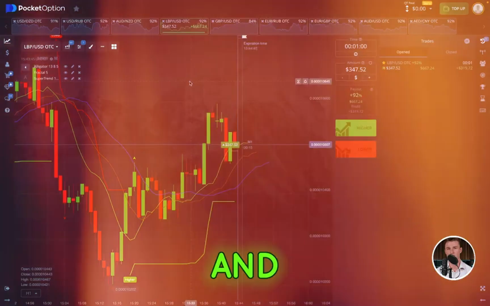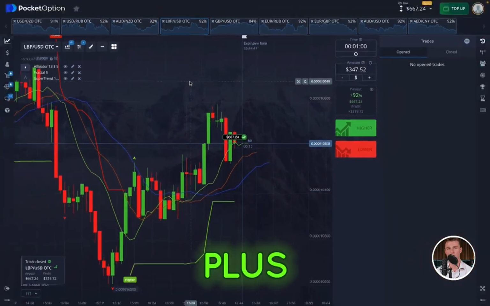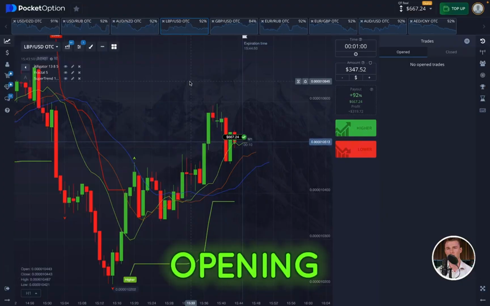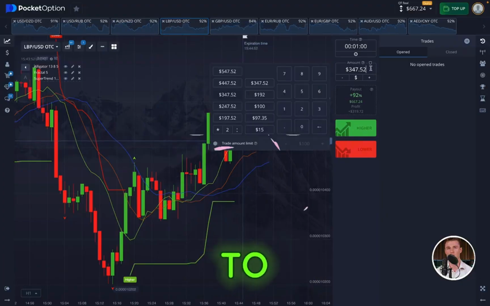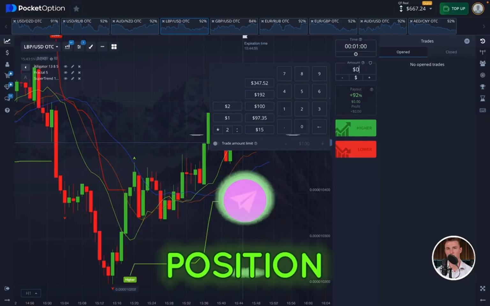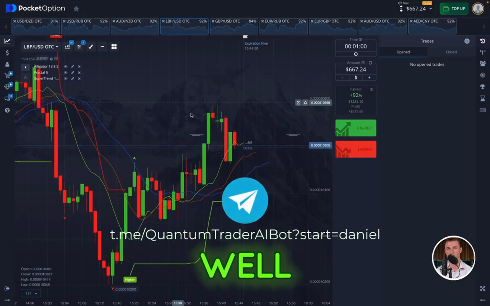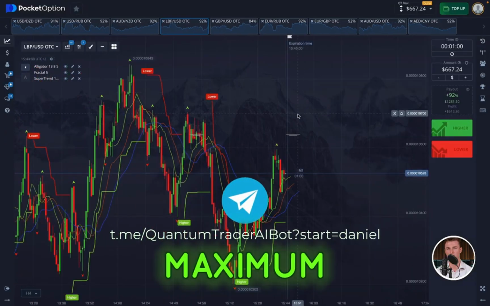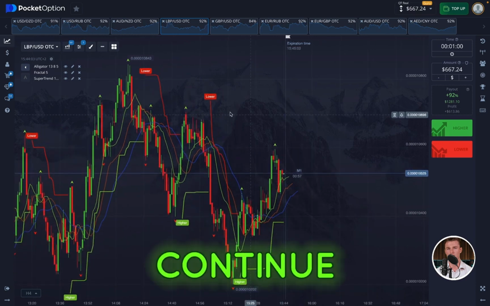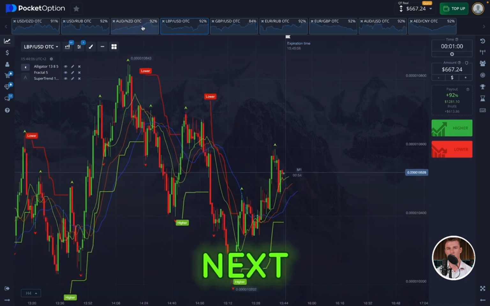Let's see the result. And the position closes in plus. Great. The right timing of the opening and the opening level led to the successful completion of the position. Super. Let's do the next trade as well. I will open to the maximum balance amount. Let's continue trading and pick up the next currency pair.